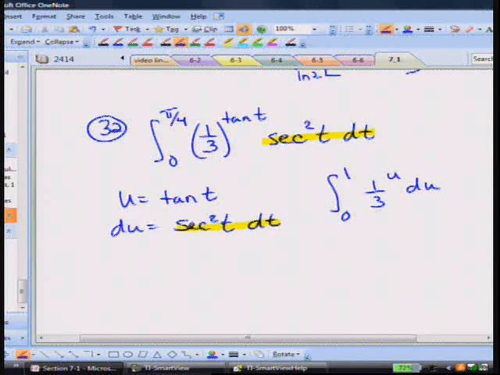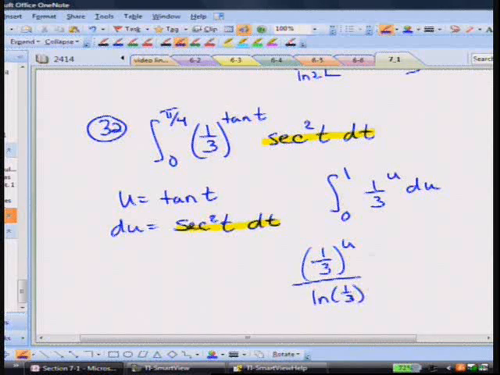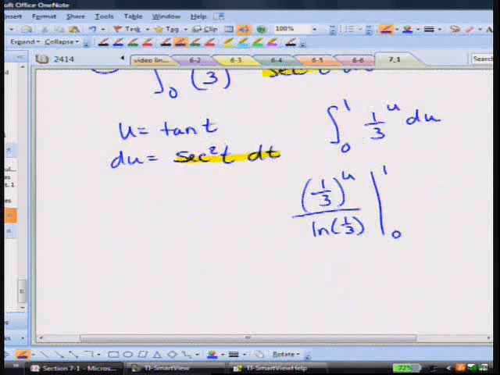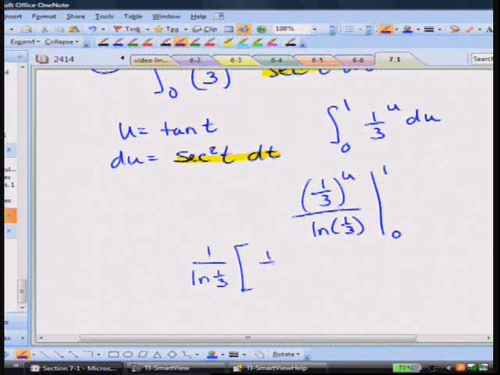We just learned the formula for the integral of a to the u is a to the u over ln a. So this is going to be 1/3 to the u over ln 1/3 evaluated between 0 and 1. Now, you can put that ln 1/3 on the outside like that. And this is 1/3 to the 1 minus 1/3 to the 0. Which is, now what did I say about ln 1/3? What's that the same as?